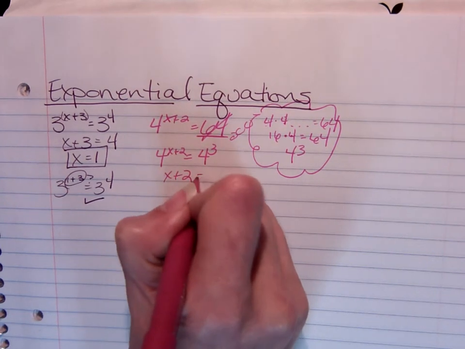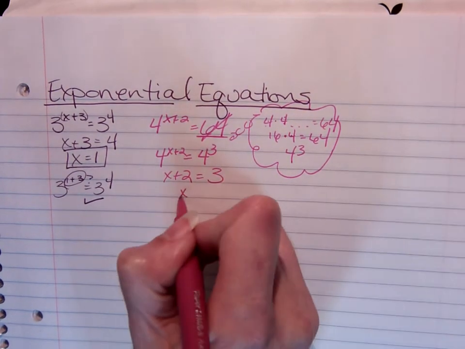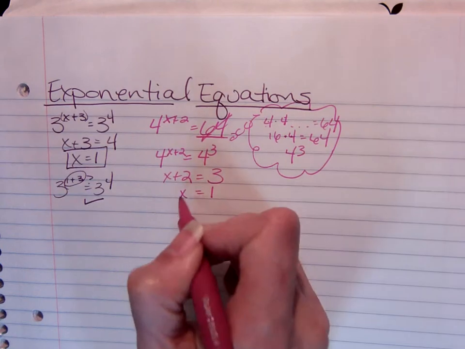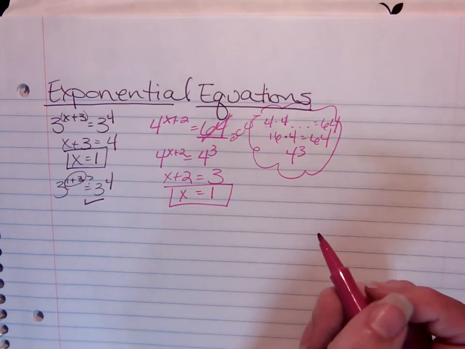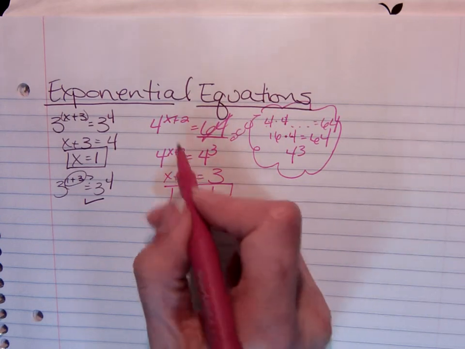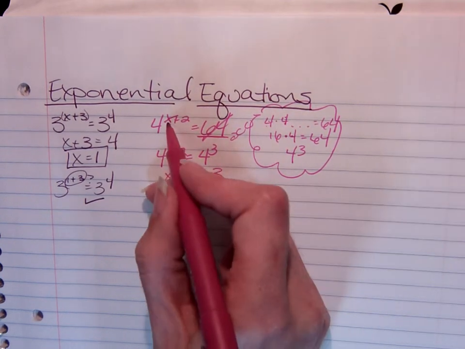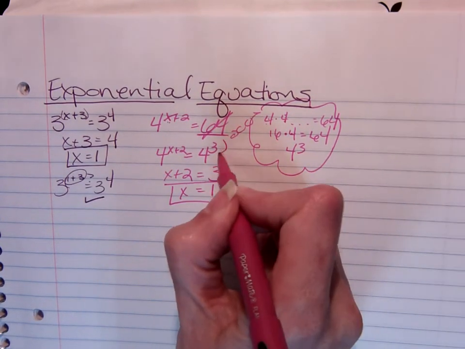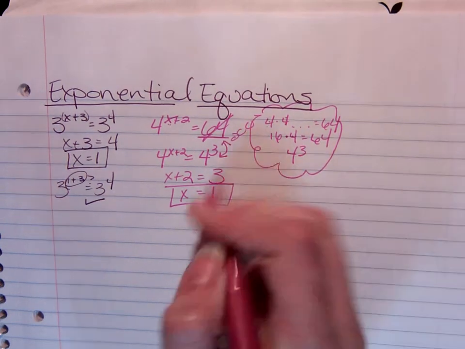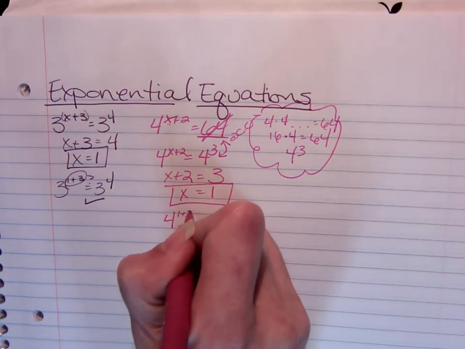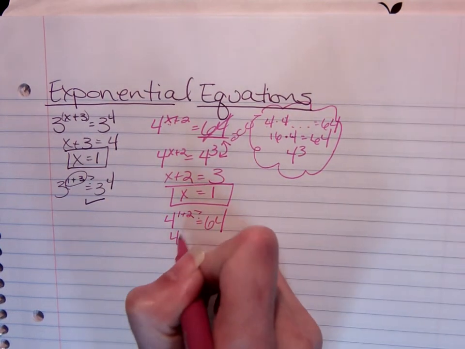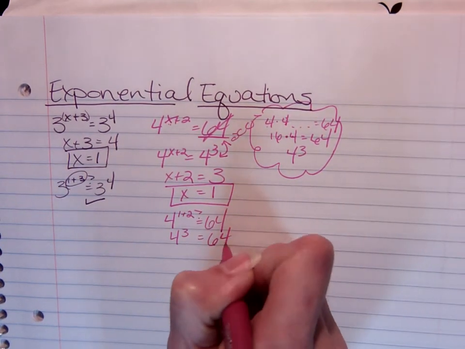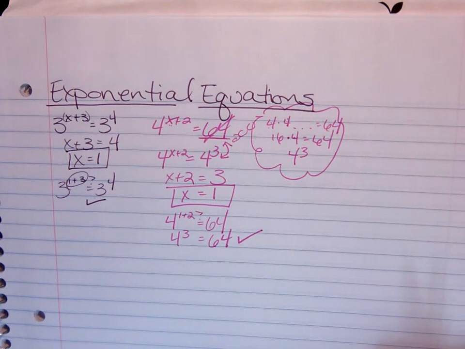X plus 2 equals 3, x in this case equals 1. Again, that's completely coincidental. The answer's not always 1. When we plug that back in and check, it's not quite as obvious. We've got to be real sure that we did this step correctly. 4 to the 1 plus 2, does that equal 64? 4 cubed equals 64, and we know we're good. Okay?